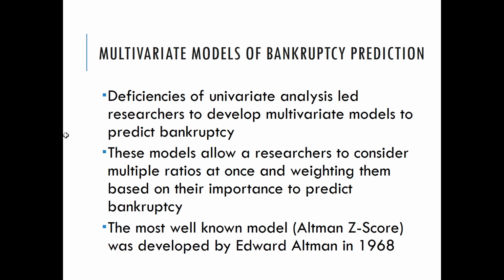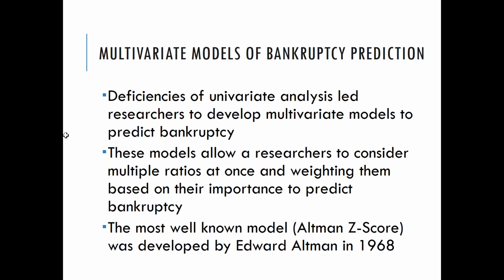So again, because there are a number of deficiencies with univariate analysis, in the sense that we can only look at one thing at a time, and we don't know how the combination of these ratios work together, people basically moved on to develop multivariate models. When you run a regression, you usually try to develop a multivariate model. It allows you to look at multiple ratios at once and figure out their relative importance and how the combination helps you predict something, and in this case, bankruptcy.